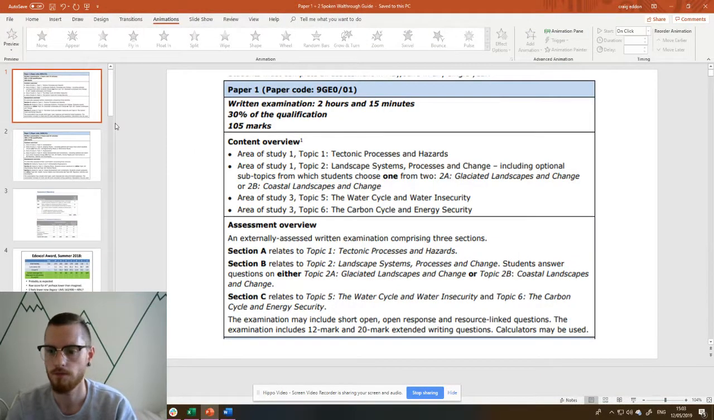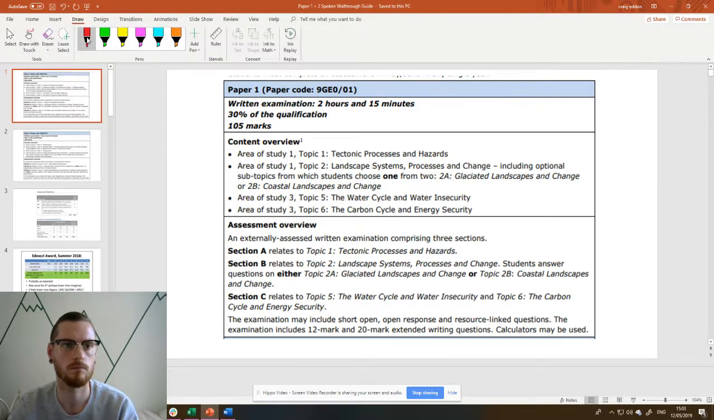Okay, let's start by just having a quick gander at paper 1 and paper 2, and this is taken from the specification. All right then. So first off, paper 1 and paper 2 are both worth 30% of your qualification. They are out of 105 marks, and they are 2 hours and 15 minutes long, as per all 3 papers that you are sitting. I've already mentioned this, but topic 1 is on tectonics.